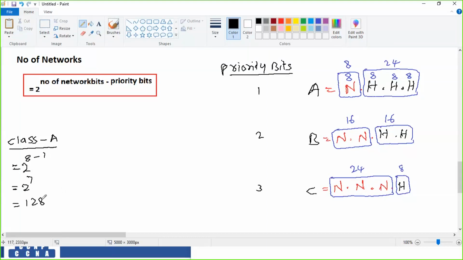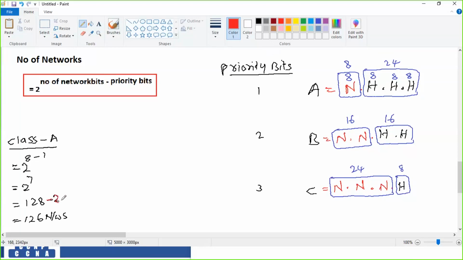So finally, how many networks are in class A? 128 networks. Now we have an idea: class A has 128 networks. Like this, we need to understand class B and class C also. But in class A, all 128 networks are not in use. 2 networks are minused. So how many networks in class A? 126 networks. But here you can ask me the question, why minus 2? Why are 2 networks minused?